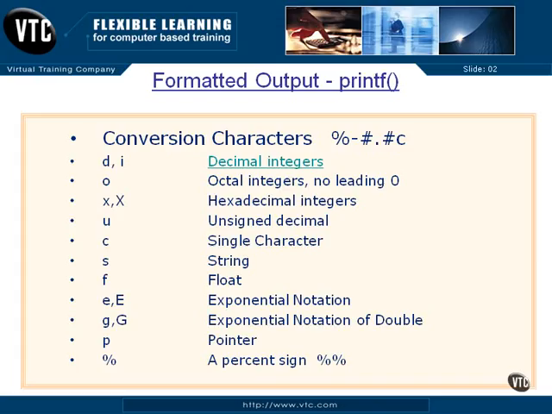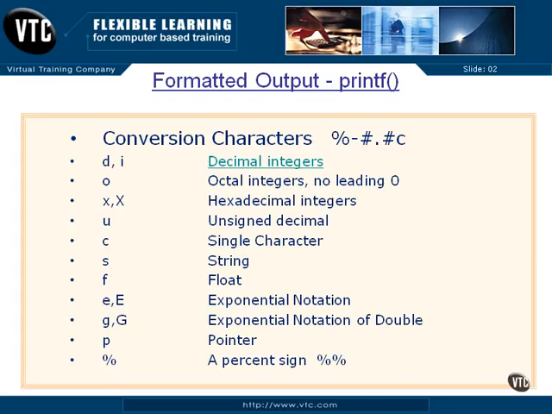You can print very small numbers or very large numbers in less space with exponential notation. Lowercase g or uppercase G is to print exponential notation of a double value, which would be a very large and highly precise value, as we saw when we looked at our variable types earlier.